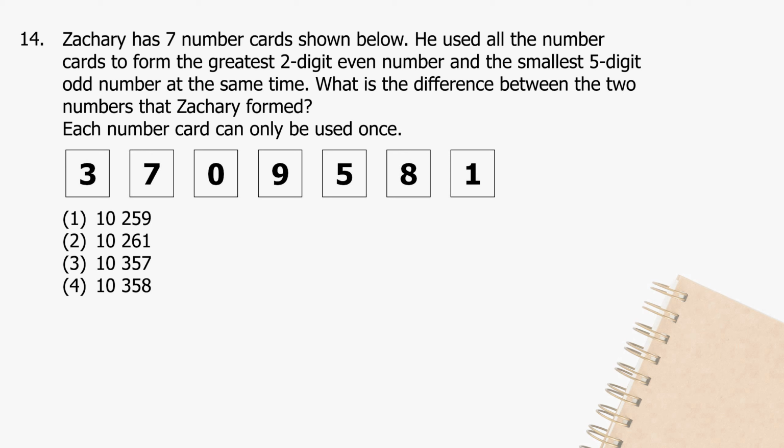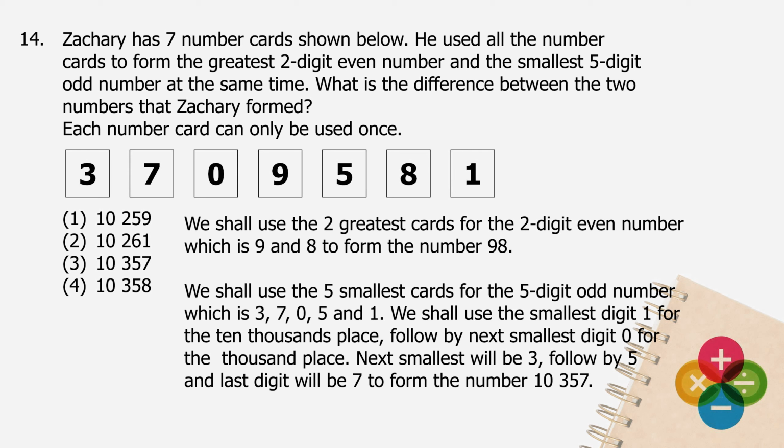Question 14. Zachary has 7 number cards shown below. He used all the number cards to form the greatest 2-digit even number, and the smallest 5-digit odd number at the same time. What is the difference between the two numbers that Zachary formed? Each number card can only be used once. We shall use the two greatest cards for the 2-digit even number, which is the digit 9, and digit 8, to form the number 98.